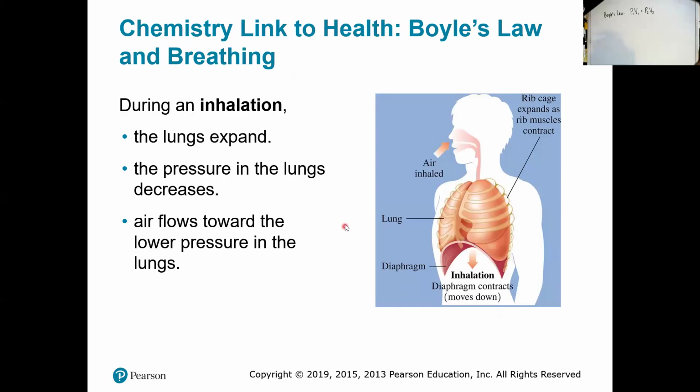Okay. There are a lot of processes that are linked to Boyle's law, even though we don't normally talk about these processes in terms of our simple gas laws. But something like breathing, inhalation and exhalation: when you inhale, your lungs are expanding, so your volume is increasing. The pressure in your lungs decreases as a result of that.